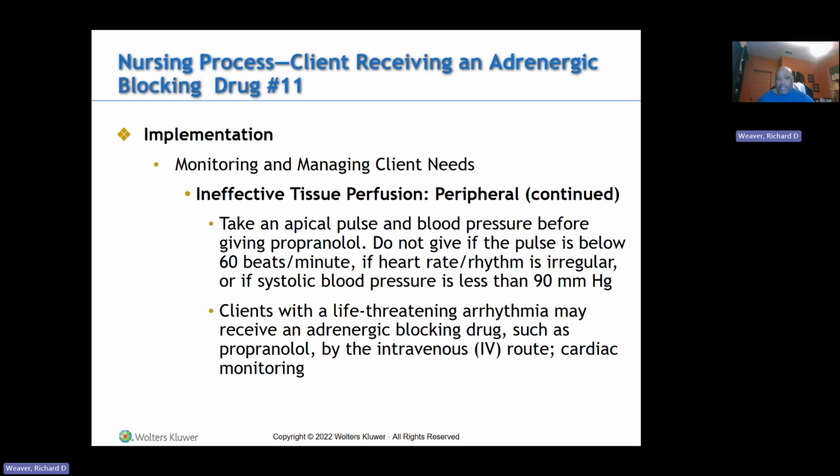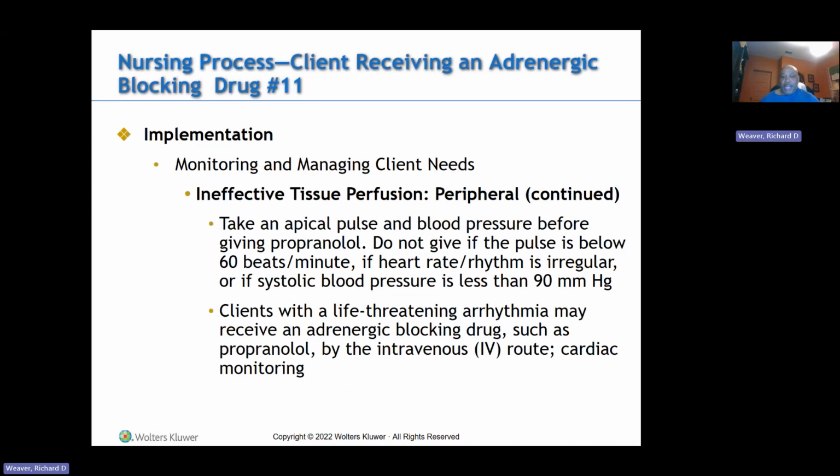Hopefully, the physician will provide some parameters in the chart to tell you these things. Now, clients with life-threatening arrhythmias may receive an adrenergic blocking drug such as propranolol, and sometimes we give it by way of IV, especially when the situation is rather urgent. You'll see these drugs administered in the IV form, and of course, we have to monitor their cardiac rhythm throughout the therapy, as well as their blood pressure, respiratory rate, and so forth. See how they respond essentially.